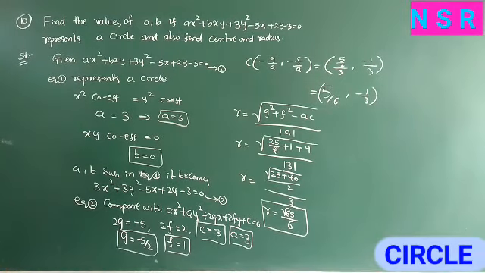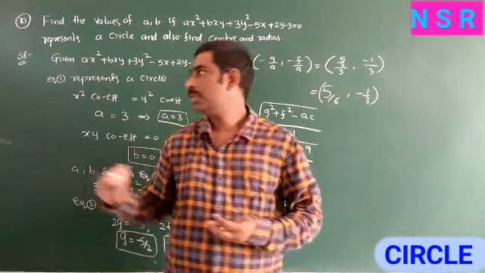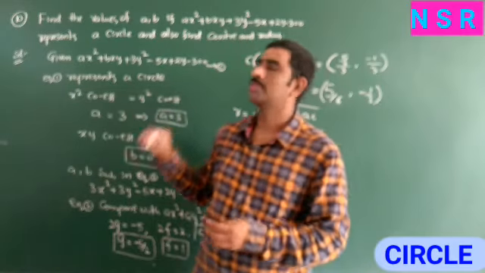Now center is 5 by 6 comma minus 1 by 3 and radius is root 65 by 6. So this is about radius and center of the circle.